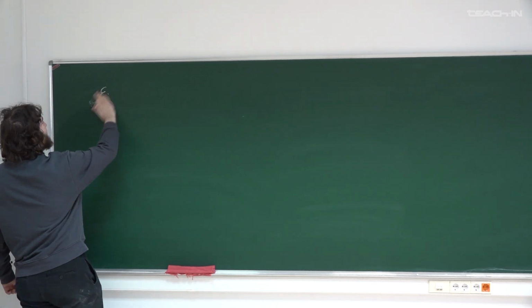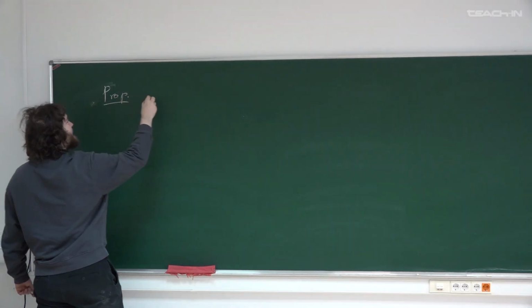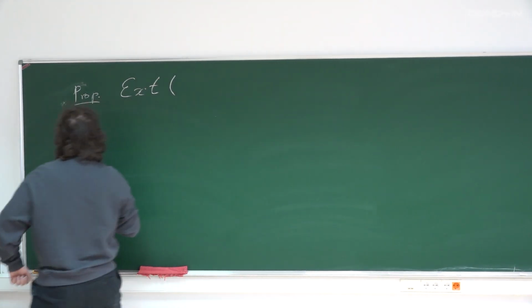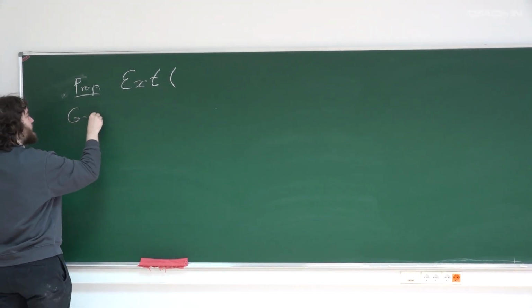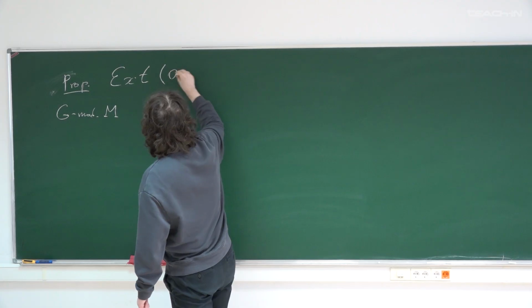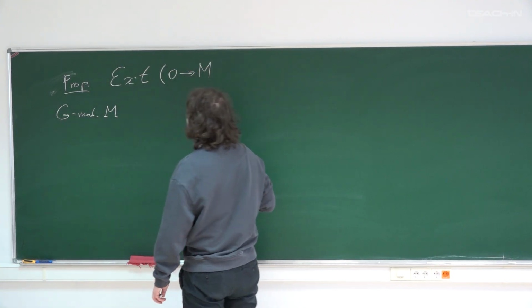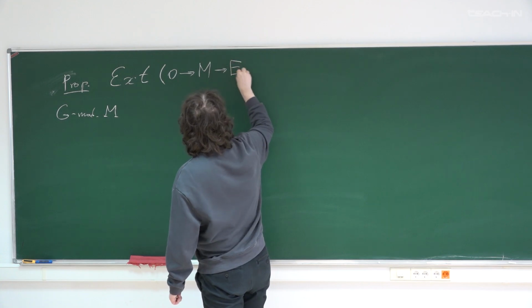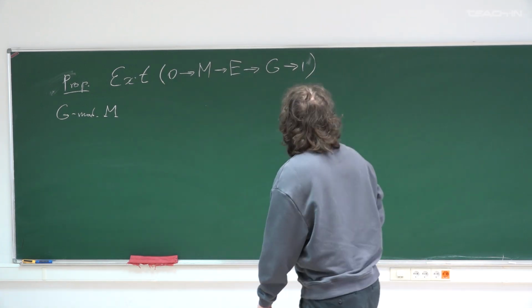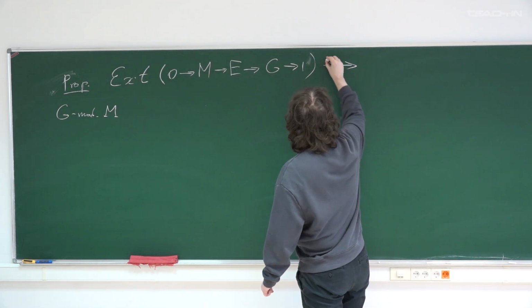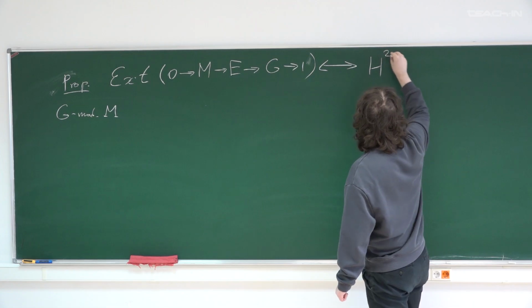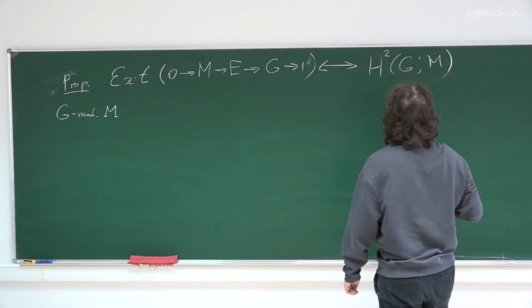Exercise. Well, more precisely, proposition. We have a set of extensions. If we have a fixed G-module M, then we can consider the set of extensions of G by M. And we have, in fact, a bijection between this set and the second cohomology of G with coefficients in M.